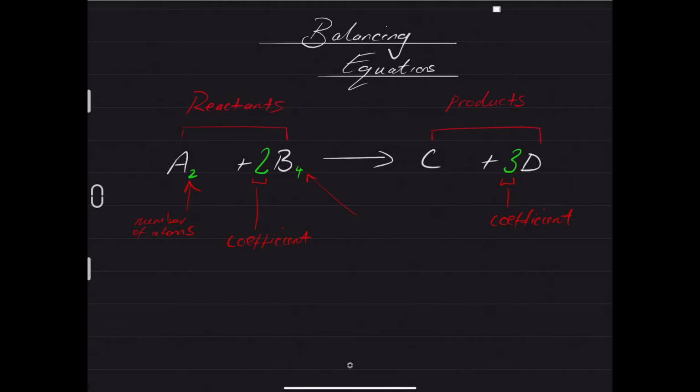In terms of the reaction, so let's look at CH4 plus O2 goes to CO2 plus H2O. So we've got our reactants on the left-hand side. We have our products on the right-hand side.